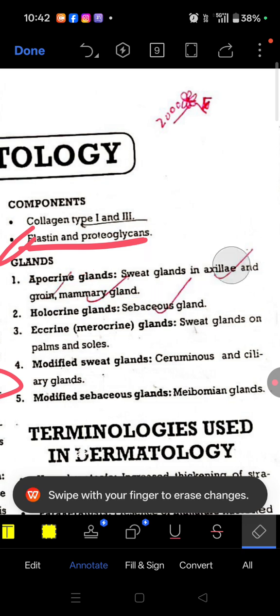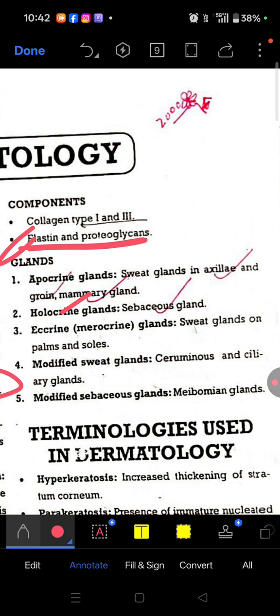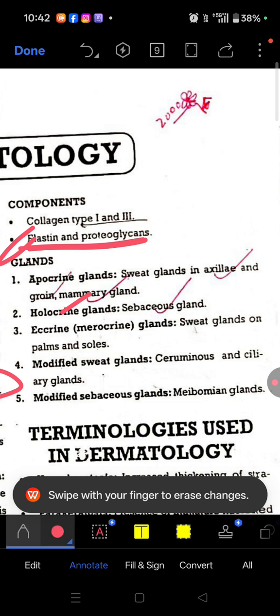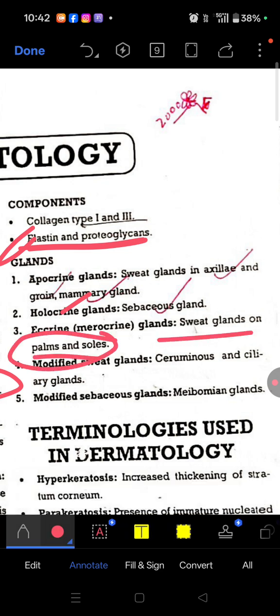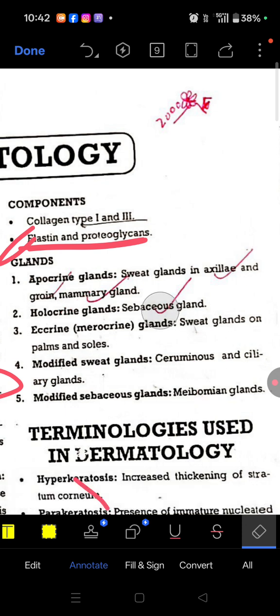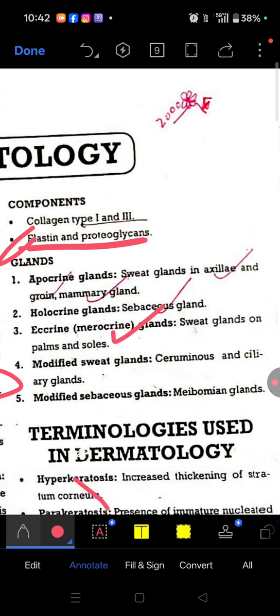Moving on to the next, number 2, holocrine gland is a sebaceous gland. Number 3, eccrine or merocrine gland, sweat gland on palms and soles. So very important, on palms and soles, eccrine glands are found. They are also known as merocrine glands. So very important. Holocrine is for sebaceous gland. Remember that.